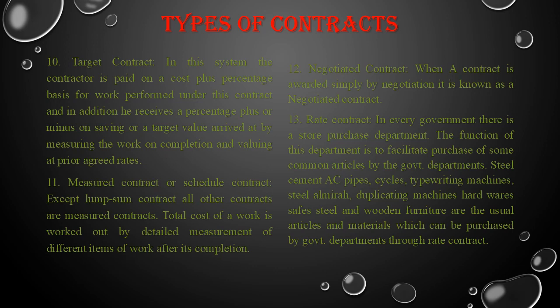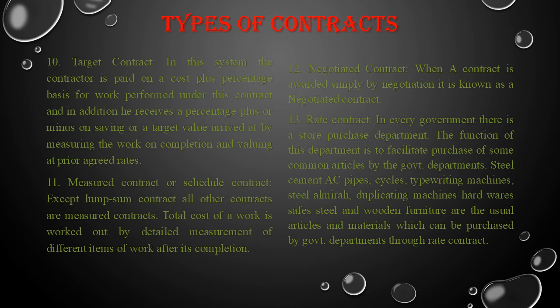Except lump sum contract, all other contracts are measured contracts. Total cost of a work is worked out by detailed measurement of different items of work after its completion. Next is negotiated contract. When a contract is awarded simply by negotiation, it is known as negotiated contract.